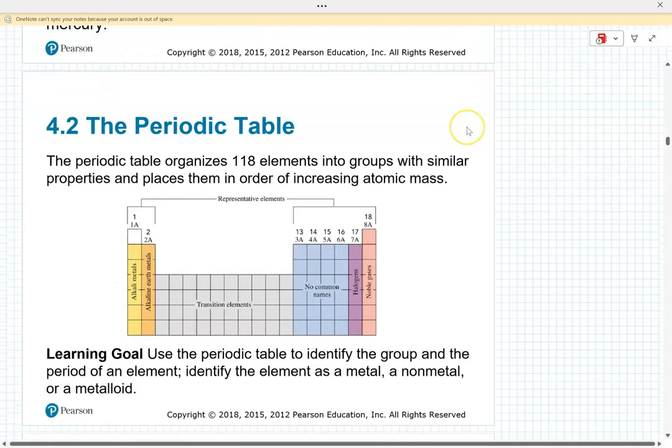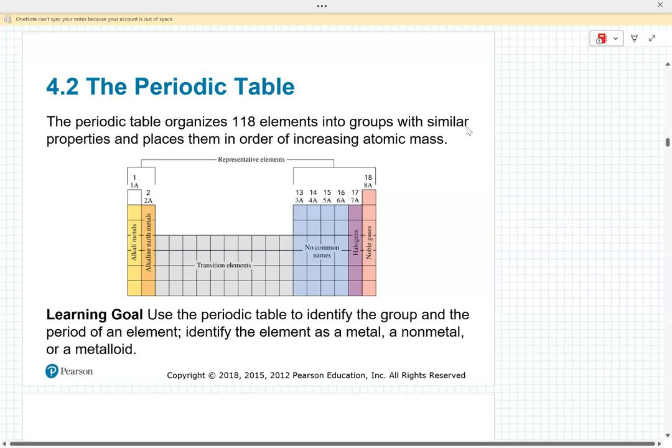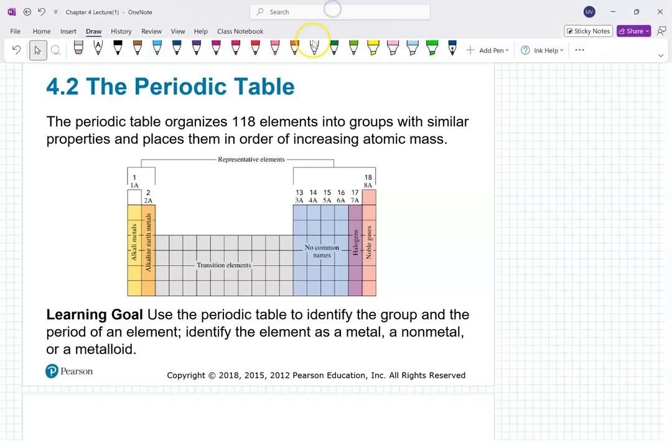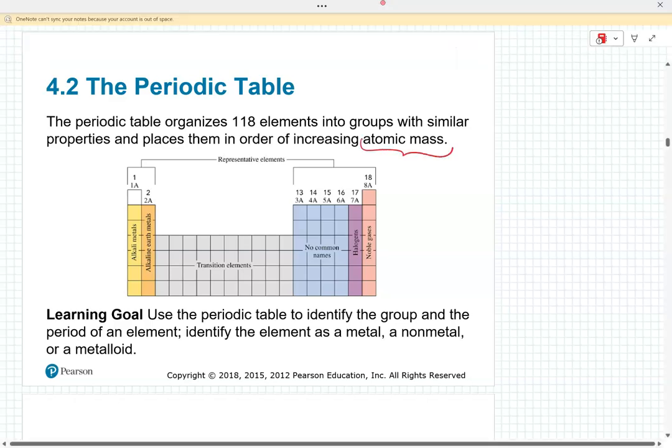So now there will be some corrections here. We're going to talk about the periodic table. But if you will be reviewing the slide, you see this statement? It is wrong.